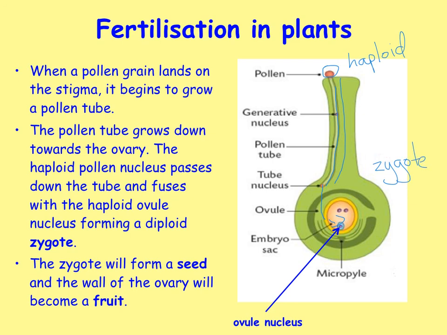Now the zygote that's there in the plant will form a seed, and the wall of the ovary will become a fruit. So in the process of sexual reproduction in humans, obviously eventually what's going to be formed is a baby. But when it comes to sexual reproduction in plants, a seed will form and the wall of the ovary becomes a fruit.